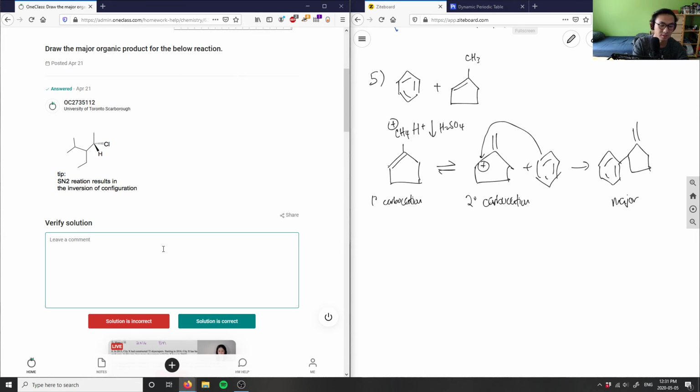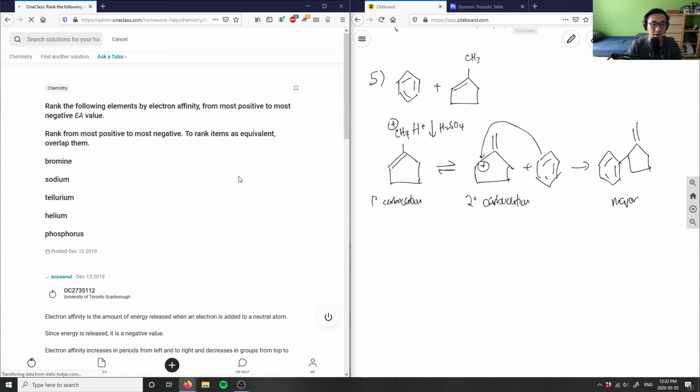This definitely is not the correct answer, so I'm going to say the solution here is incorrect. Incorrect. I'm thinking that this is a protonation of the methyl group, and then drawing a resonance structure to create a more stabilized carbocation, and then a substitution reaction to link the benzene with the cyclopentane group. The solution here is incorrect.